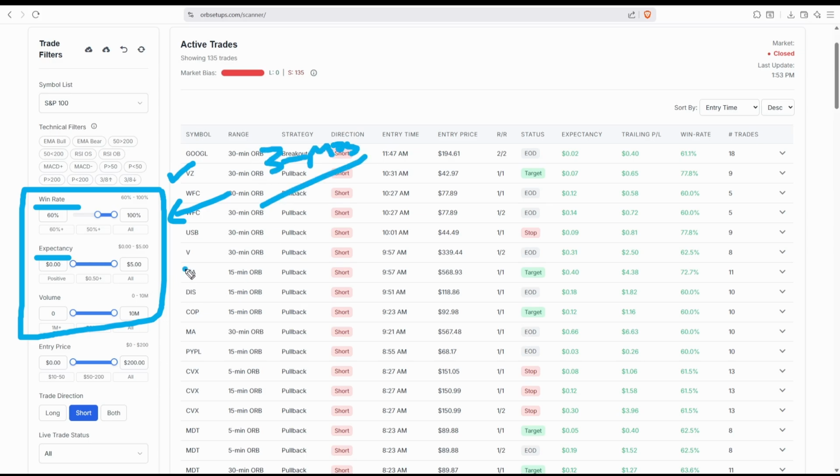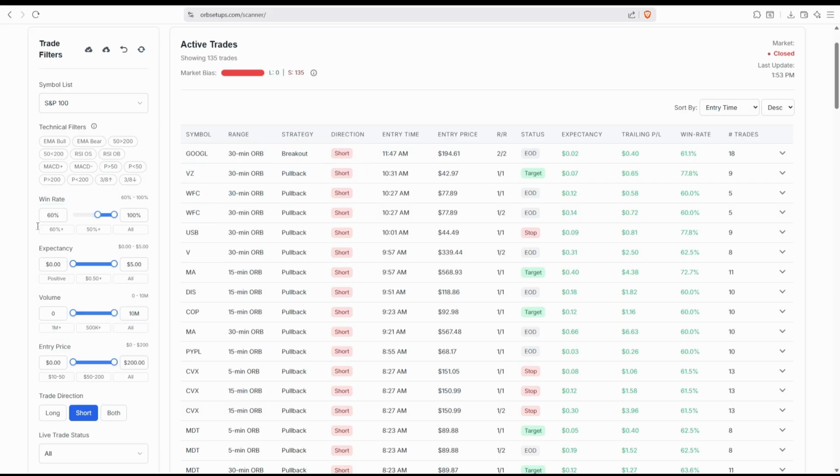With expectancy, this is the trade expectancy. I want to see a positive trade expectancy, which tells me that on the whole, I'm looking to make money on this overall trade idea. So these are built in or default. You can adjust them if you want. But with that, we still have 135 setups. So how do we narrow this down further?